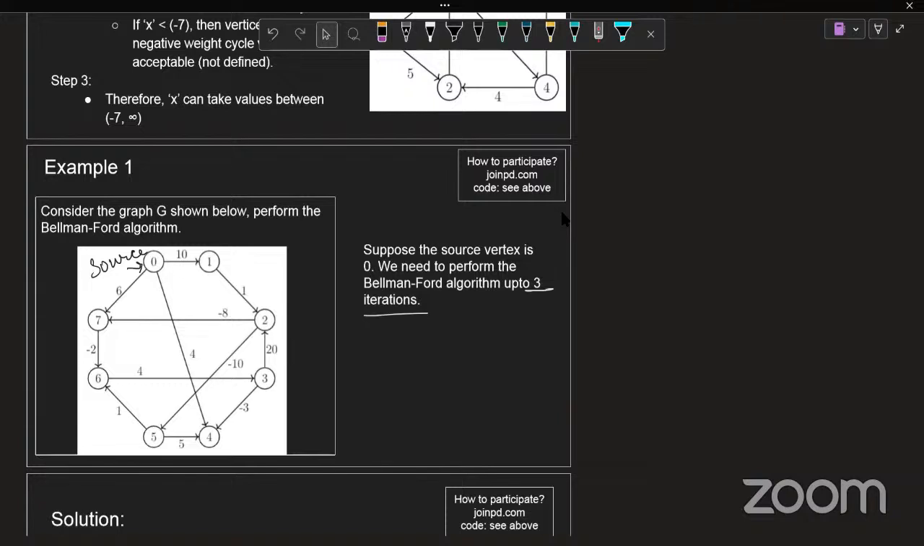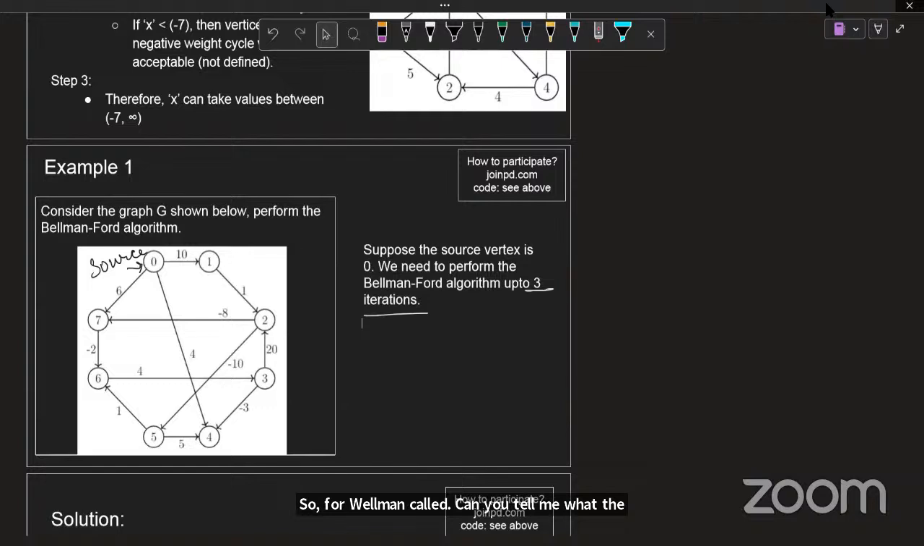Okay, one second. So for Bellman-Ford, can you tell me what's the difference between the Bellman-Ford and the Floyd-Warshall algorithm? They're the same, sir. Both are same basically. Okay. See, the conditions are same for both. Okay. Any difference between these two algorithms?